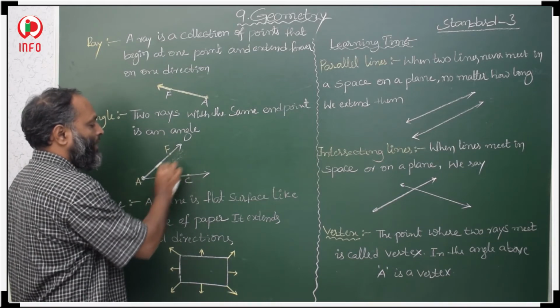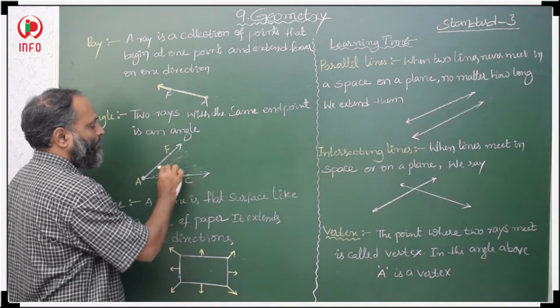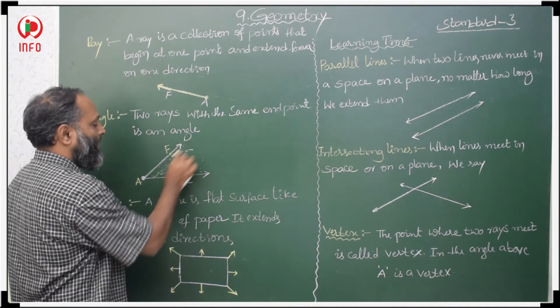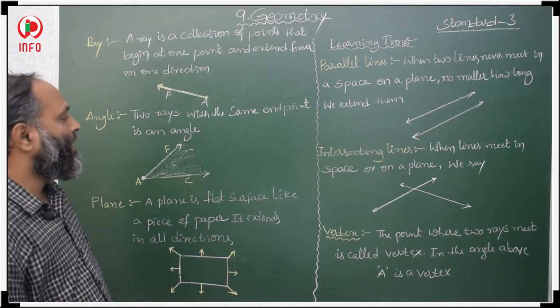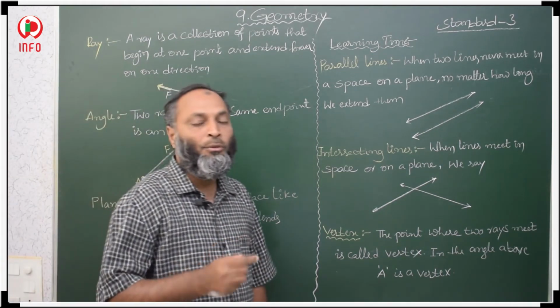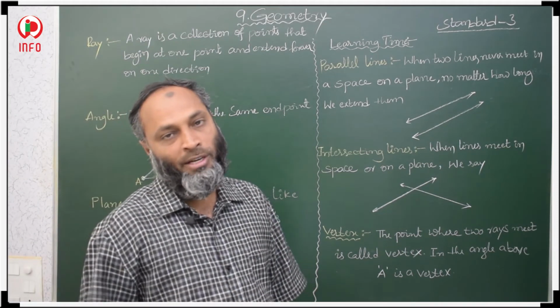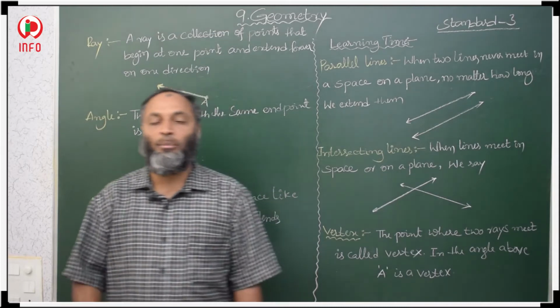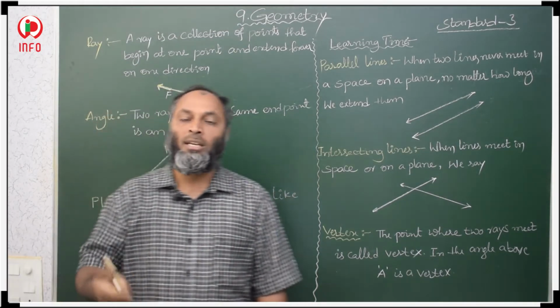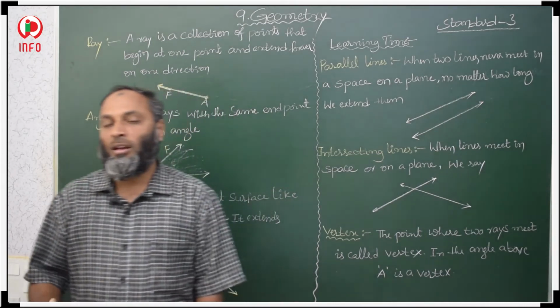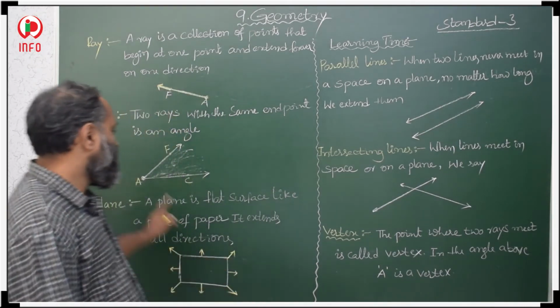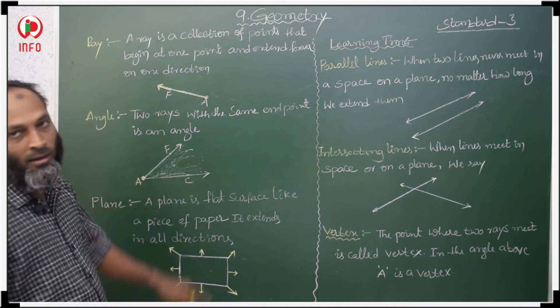So this complete is an angle. We form an angle. If two rays have the same end point, or two lines have the same end point, or two line segments have the same end point, then we form an angle. So this is why this complete is an angle.